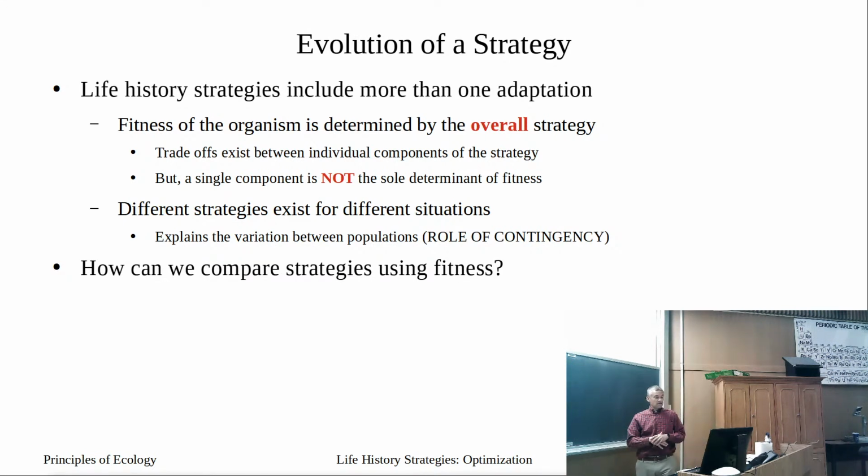So again, I have this in red. Selection's favoring the overall strategy, not a single trait. And because of that, we can see different strategies for different situations. It all depends on the environment that we're in, those underlying conditions. And there's that contingency again. So how do we compare our strategies using the idea of fitness?